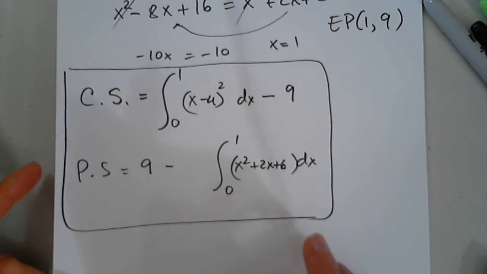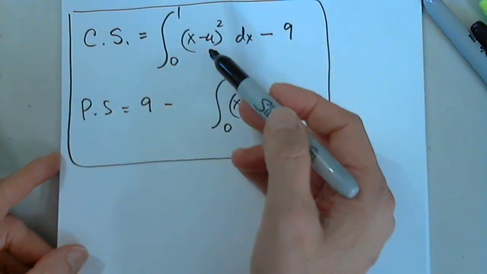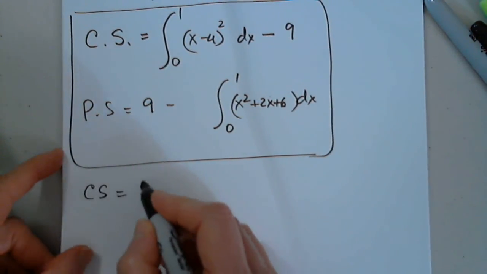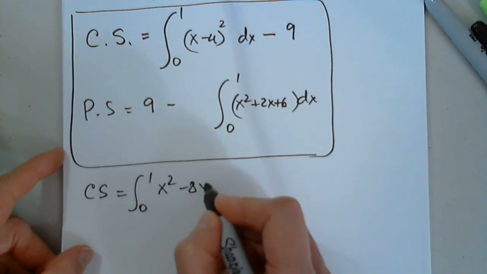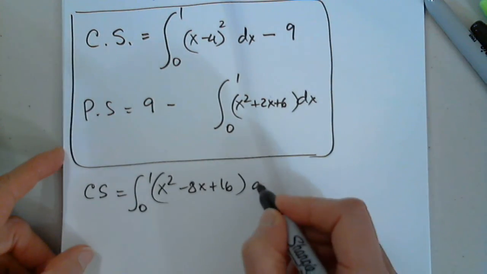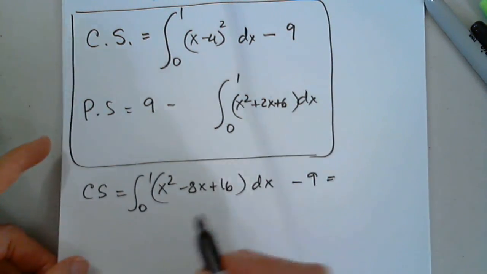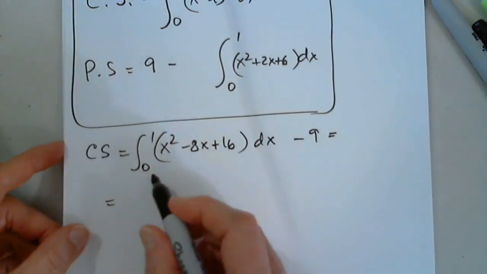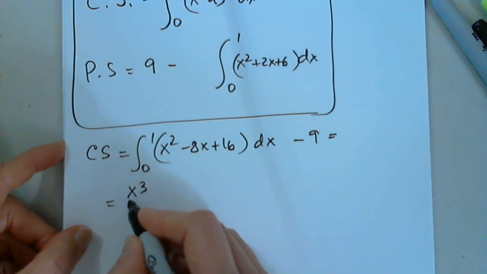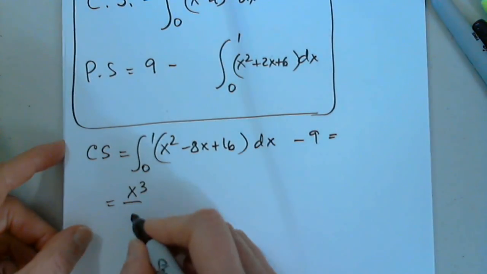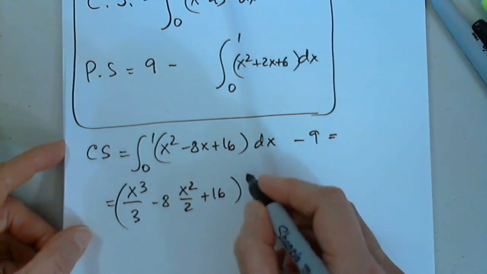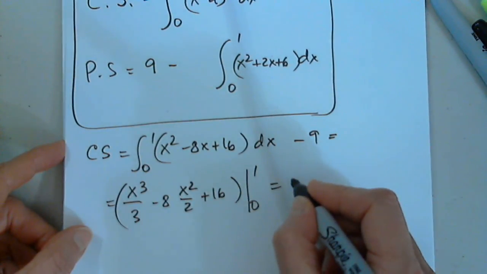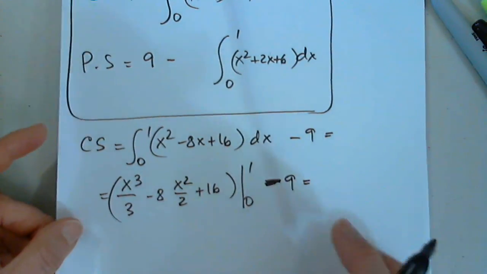So now let's determine them. The first one, the consumer surplus, the integral from 0 to 1, I will expand it. We have it right there, x squared minus 8x plus 16 dx, and minus 9. Have to find the integral. I find that the antiderivative is x cubed over 3 minus 8 x squared over 2 plus 16x. Luckily it is only from 0 to 1, which is not difficult.